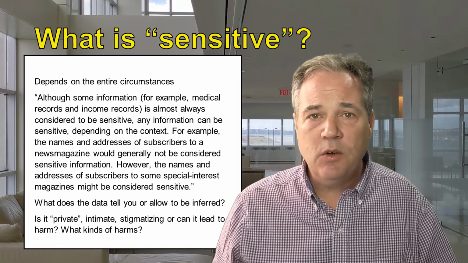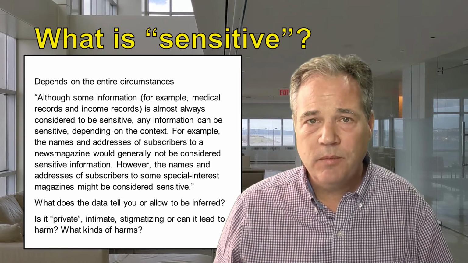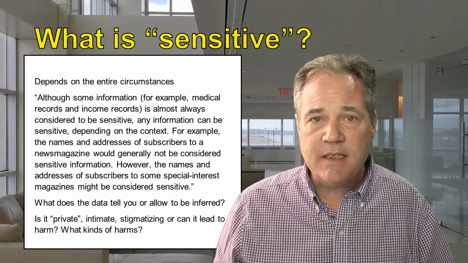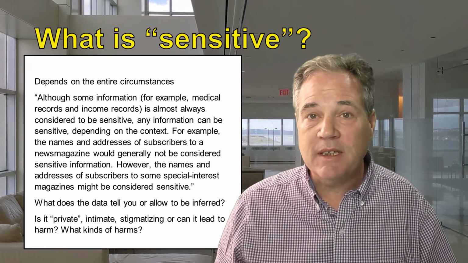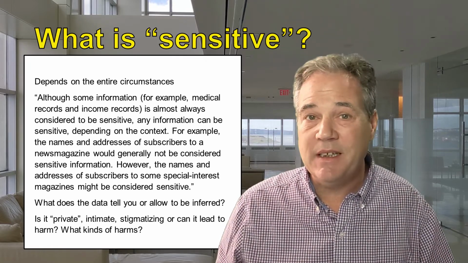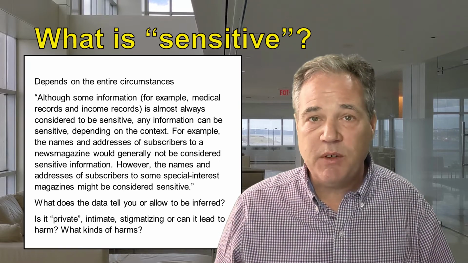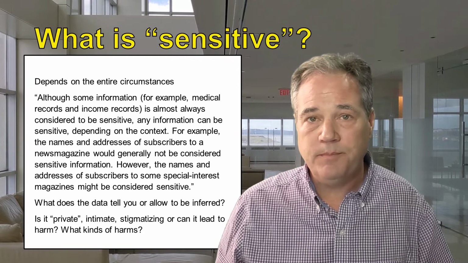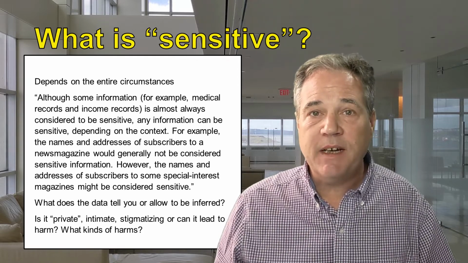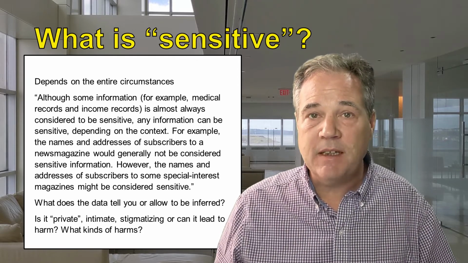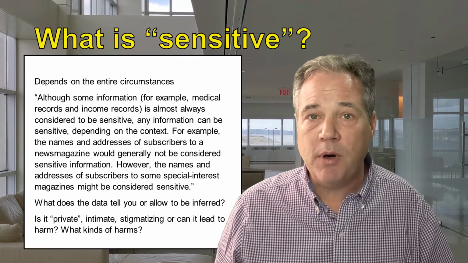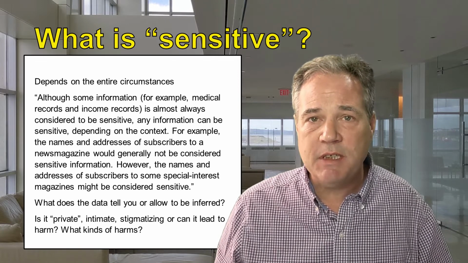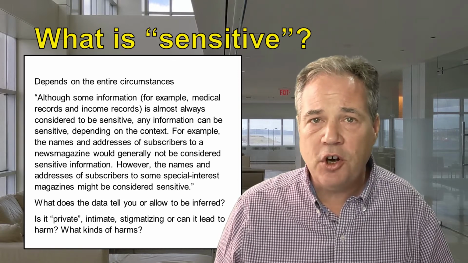So you have to ask, what does the data tell you? What is that data associated with? Your name may not be sensitive on your business card, but your name on a list of psychiatric patients is completely different. It's the exact same information, but the context in which it appears tells you a whole lot more. With that context, we have to ask whether it is something that people would ordinarily consider to be private. Is it about their intimate life? Can it be embarrassing or stigmatizing? Can it be misused to cause harm?